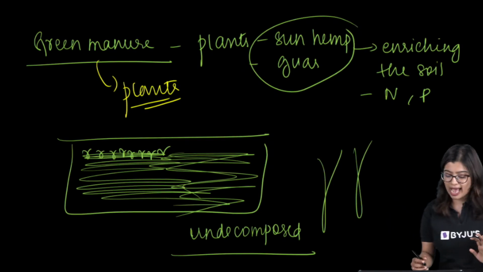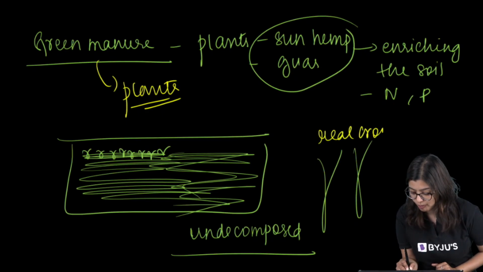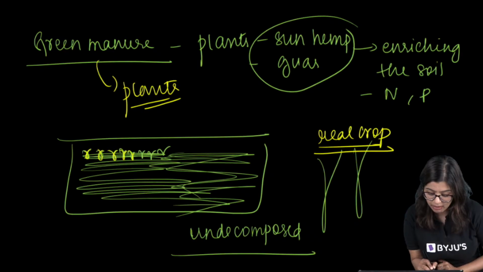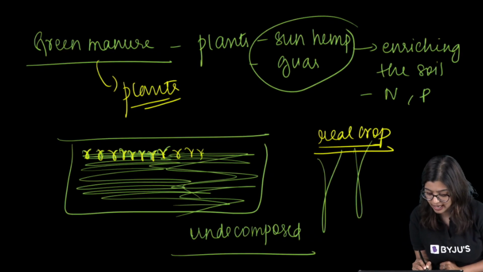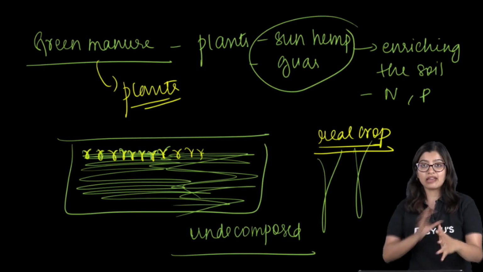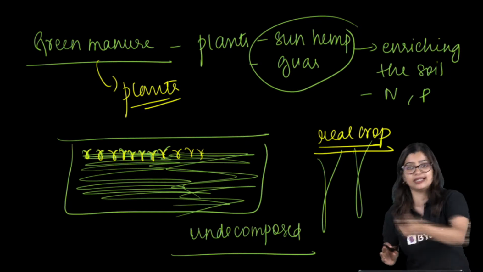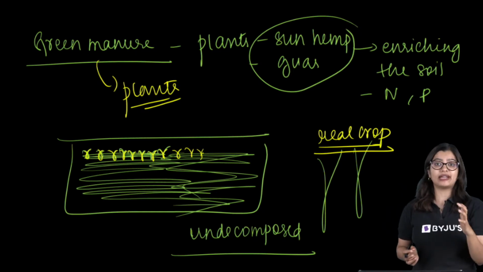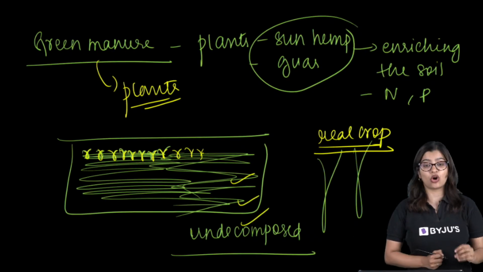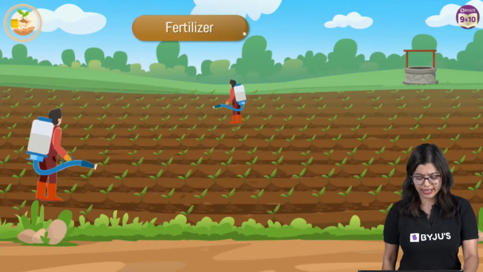Think of green manure as the plants you grow in a piece of land before growing your real crop. If this is my real crop, I will grow sun hemp, say. There will be small plants. Then I will not wait for it to be decomposed or broken down. I will take it and mix it with my soil, so that when it undergoes decomposition, it enriches the soil with nutrients. So that is what we mean by green manure.